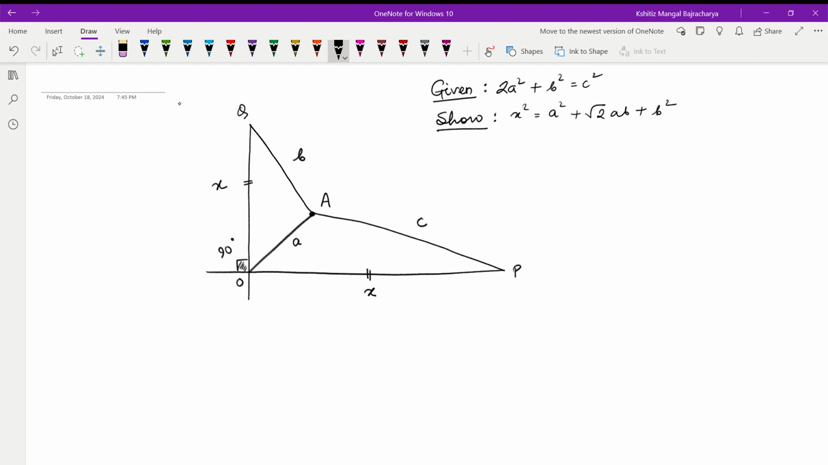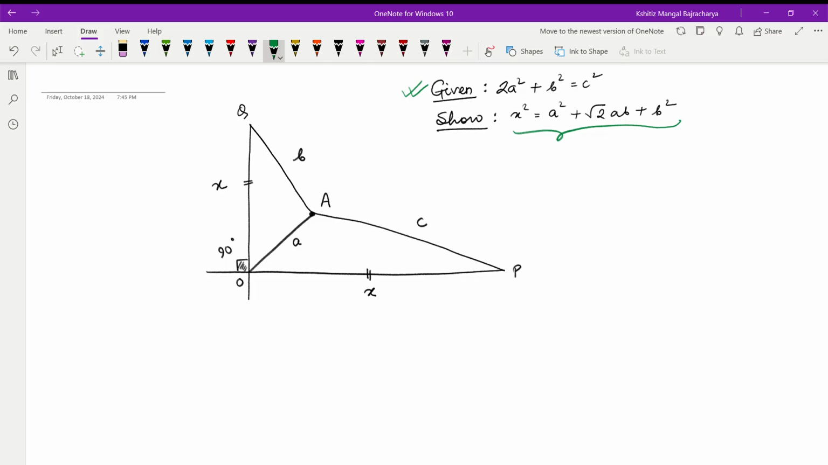On top of that, we're also given twice a square plus b square is equal to c square. And what we are supposed to show is that x square is equal to a square plus square root of 2 times ab plus b square.